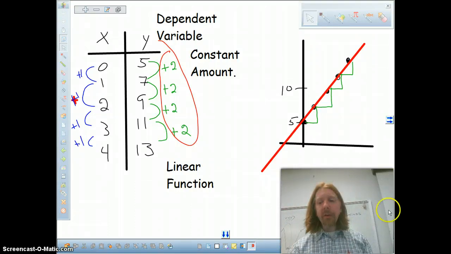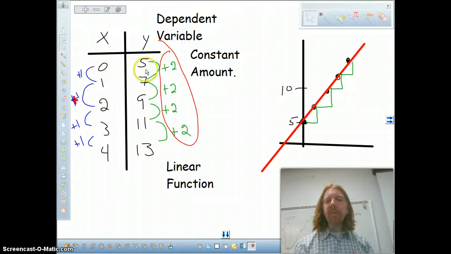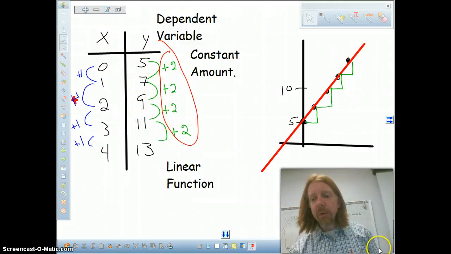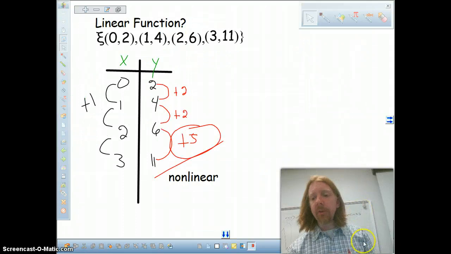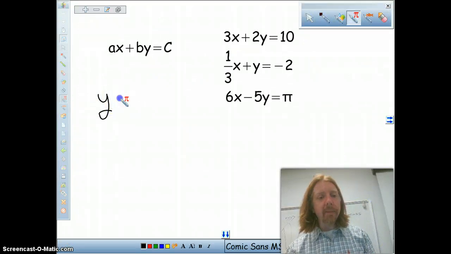Now, what I'm going to do is I'm going to use the equation that fits this model. You can see I started at 5 as my initial value at 0. I went up by 2 with each step, so that means my slope will be 2. So I want to write my equation out in y equals mx plus b form. So I might write out y equals 2x plus 5.